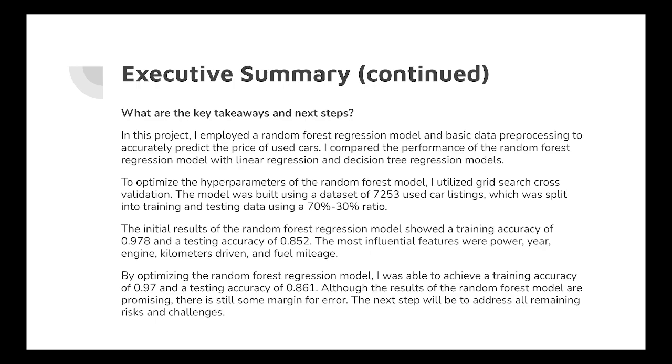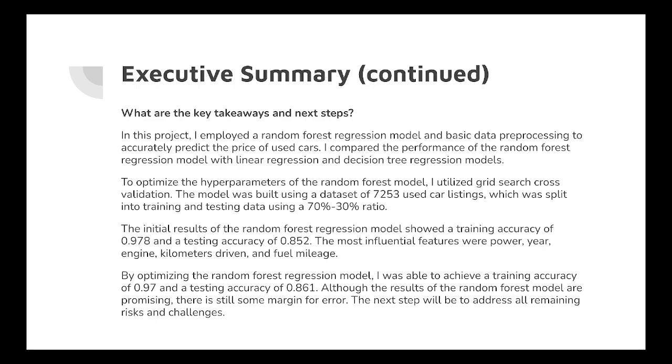The model was built using a data set of 7,253 used car listings, which was split into training and testing data using the 70-30 ratio. The initial results of the random forest regression model showed a training accuracy of 0.978 and a testing accuracy of 0.852. The most influential features were power, year, engine size, kilometers driven, and fuel mileage.